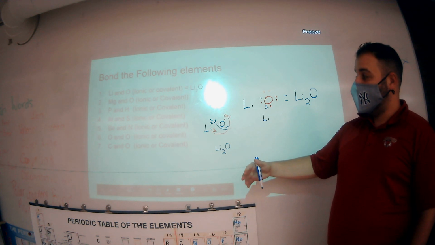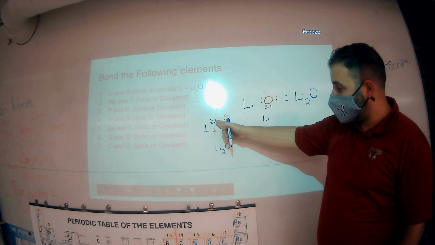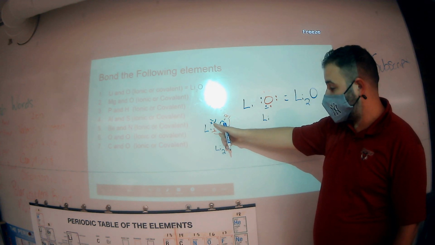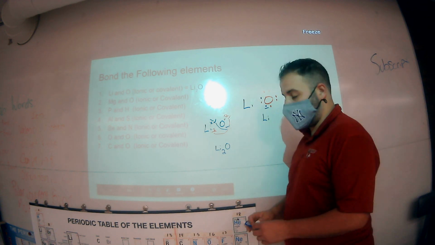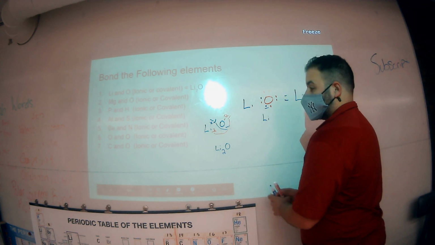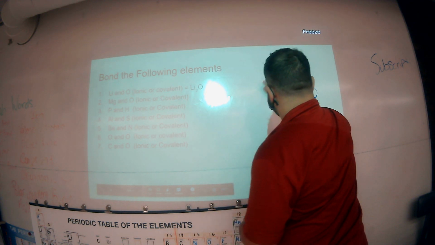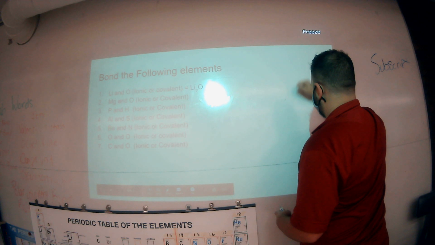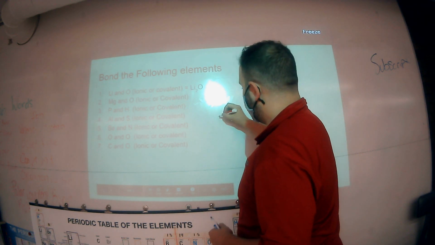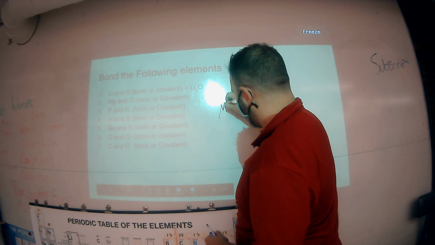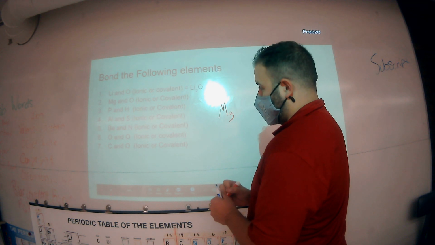To get this, I need to find out how many valence electrons, which is 1, and then what the oxidation of lithium would be, which would be +1, to figure out how to bond this. I'm going to do one more for you. Magnesium and oxygen. Look up magnesium's oxidation. Look up oxygen's oxidation.